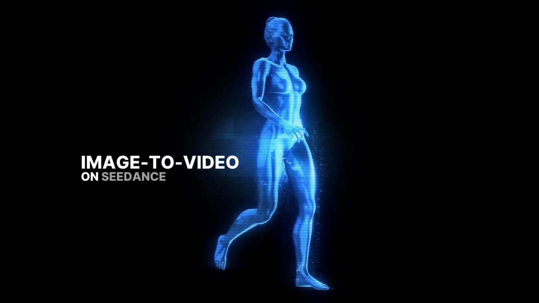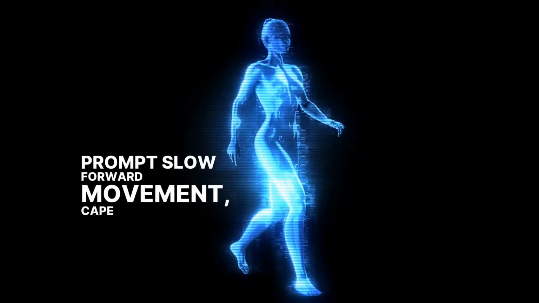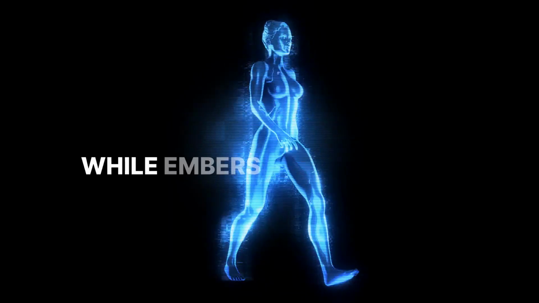Image to video on Seedance is also strong. Upload an illustration, prompt slow forward movement, cape rippling, lights flicker, saber ignites with a flash, camera pushes in while embers float. Result nailed the brief, background characters, iron structures moving, fog behavior, cape animation, saber glow. The kind of thing I'd actually use in a real edit.